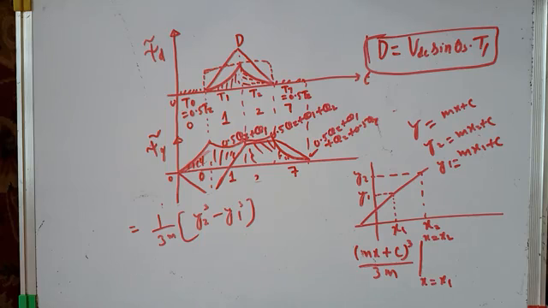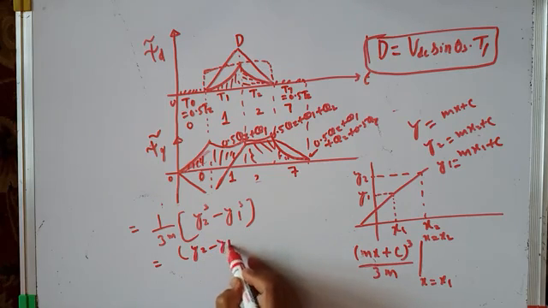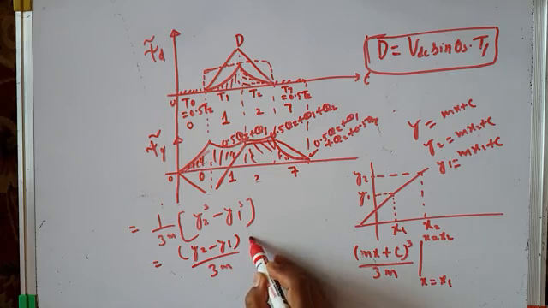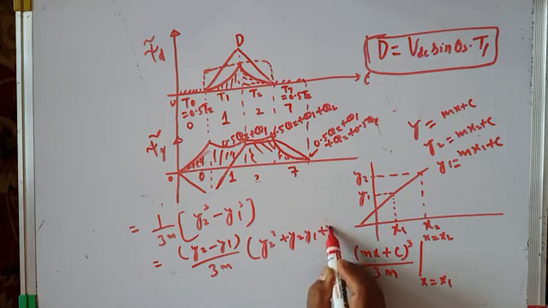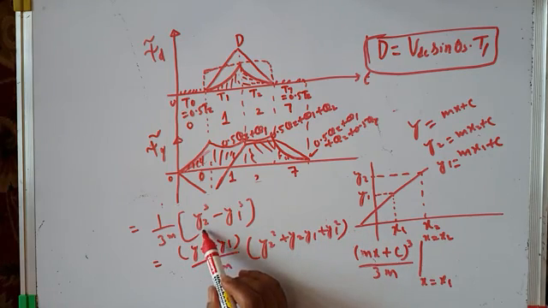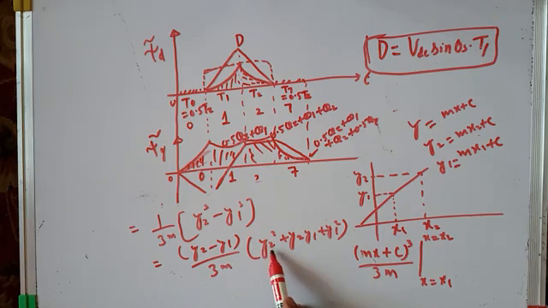Fine. Then if I further simplify it, this is y2 cube minus y1 cube. I can write it like this: y2 minus y1 by 3m, and inside I will have y2 square plus y2 y1 plus y1 square. I am expanding y2 cube minus y1 cube, which is the product of y2 minus y1 and y2 square plus y2 y1 plus y1 square.